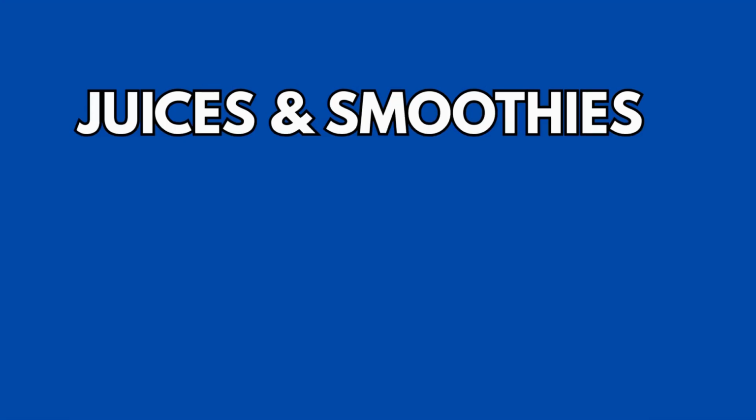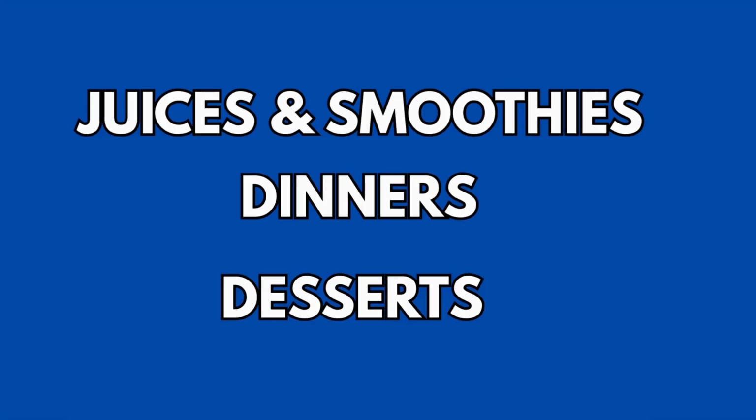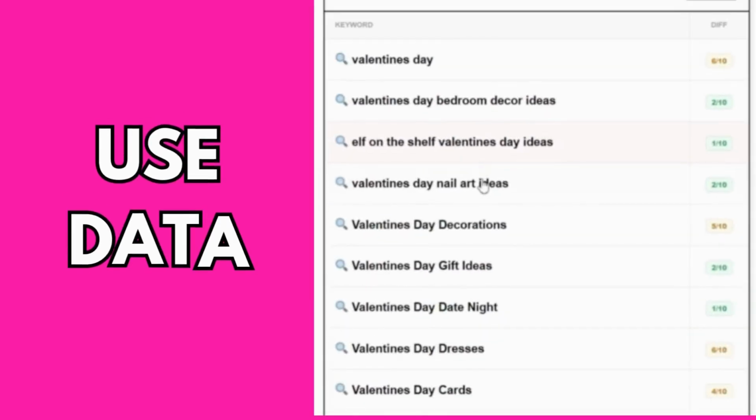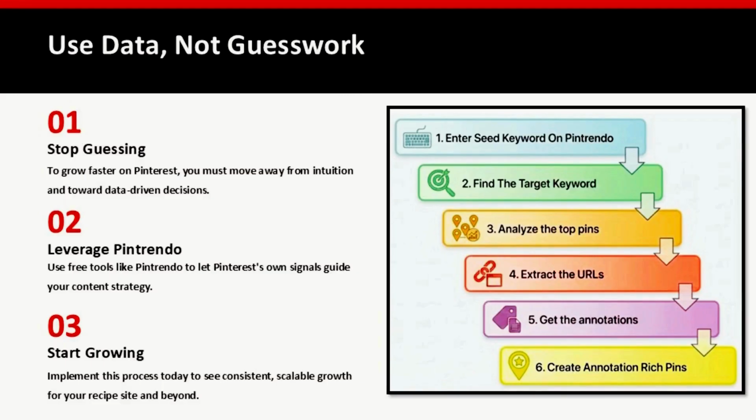So basically, guys, you can repeat this for any recipe category. This works for juices and smoothies, it works for dinners, it works for desserts. Same process, different keywords. I would say use data, not guesswork, guys. If you want to grow faster, stop guessing. Use Pintrendo, let Pinterest guide your content.